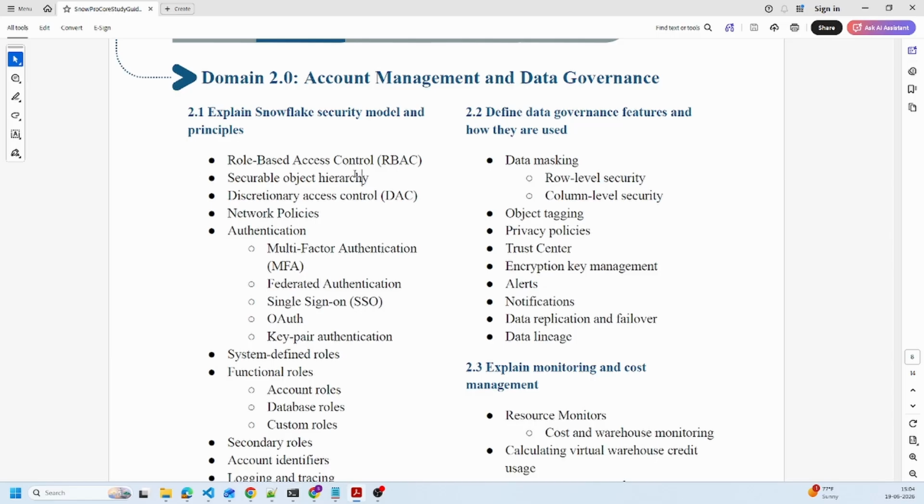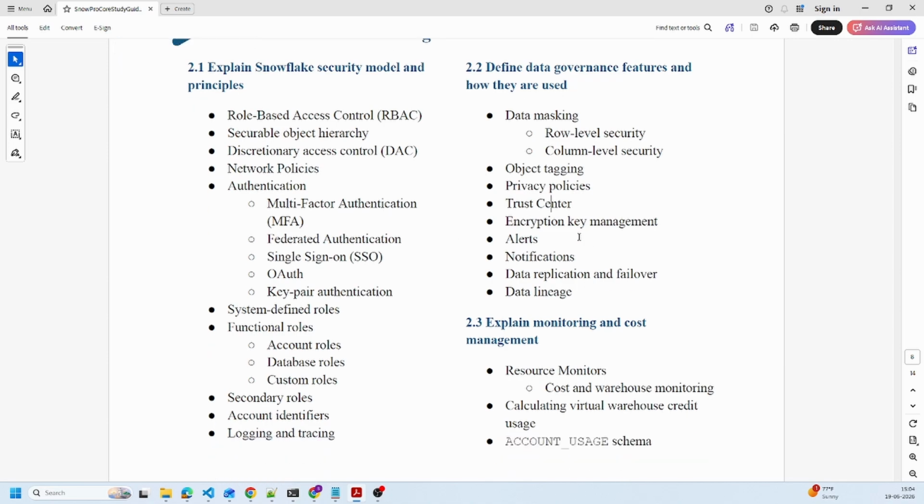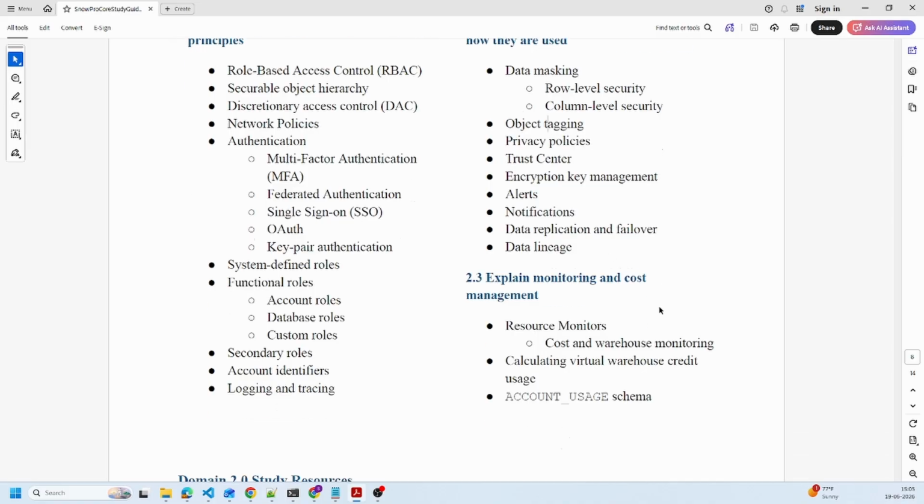Data governance is another huge piece. You'll see topics like row-level security, column-level masking, object tagging, privacy policies, trust center. Now, this one's really interesting. Data classification automatically detects sensitive data. Object tagging labels objects. Masking hides data. Row access policies filter rows. Each one does something different. And the exam will give you scenarios and ask, which feature directly solves this? You need to read carefully.